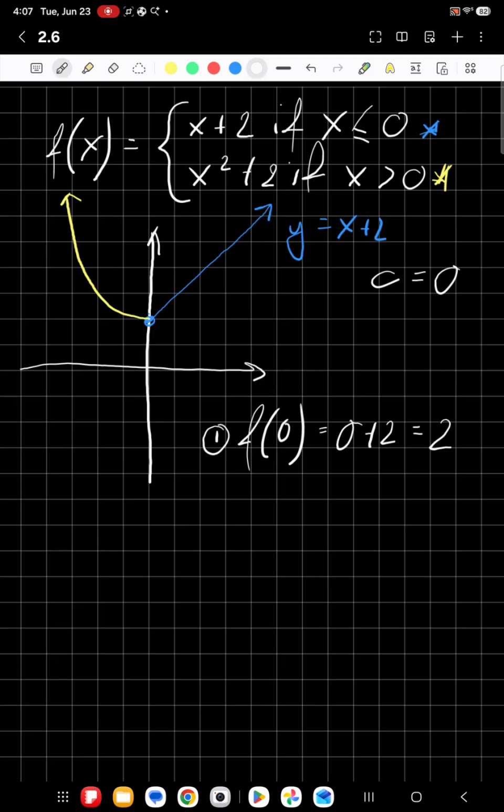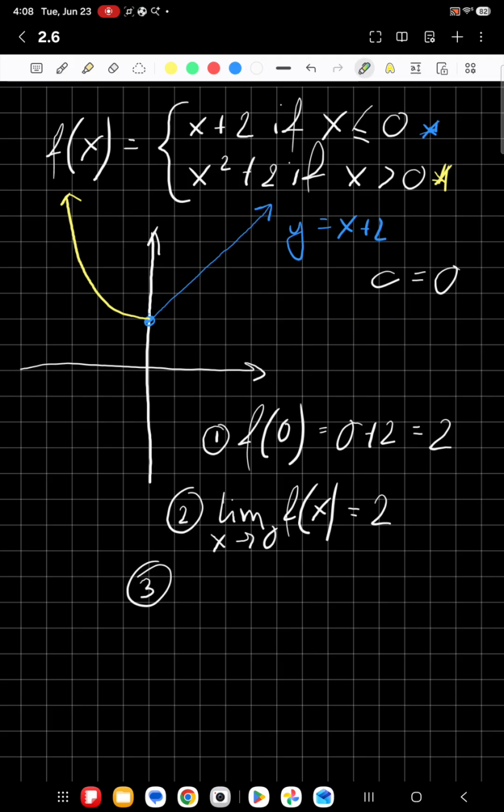Okay, then the limit. So limit with x approaching 0 of f of x. We can see that the limit is 2. Okay, and then the third condition. We can simply plug in that 0. We're looking at this condition. We have a function, and 0 goes with this function. Plug it in, and we get 2.